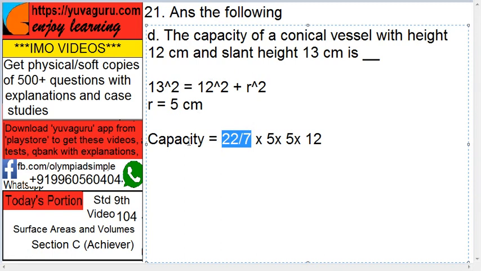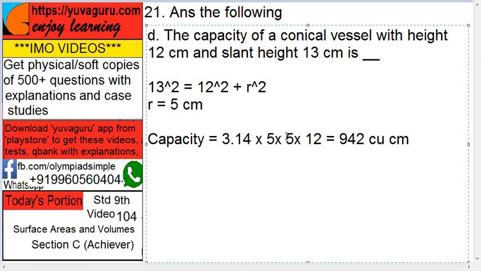So capacity means volume equals pi r square h upon 3. Now what value of pi to be taken? 22 upon 7 or 3.142? Remember, if anything is divisible by 7 over here, then take only 22 upon 7. Otherwise take 3.142. That is easier. 942 cubic centimeters. So your multiplication you have to do by heart yourself.